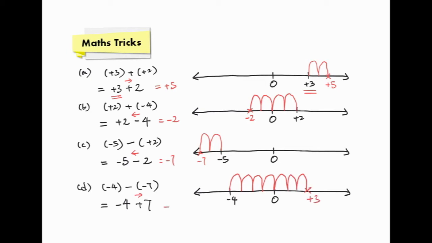Combining the skills of removing brackets and performing operations on a number line, we can do addition and subtraction of directed numbers. However, if we use a number line to perform operations every time, it will be quite time-consuming. Instead, we have another method to help us calculate faster.